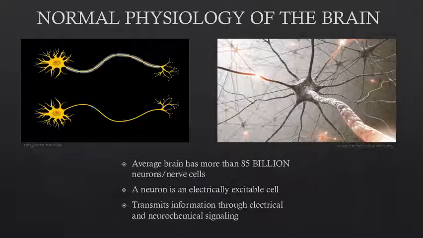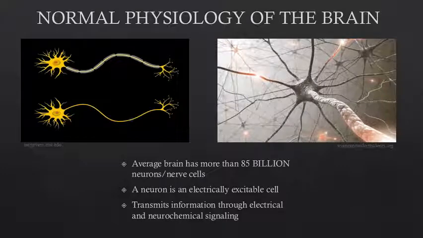Normal physiology of the brain. As you know, our brain controls all of our bodily functions. The brain is made up of numerous nerve cells called neurons. The average brain has more than 85 billion neurons. They are most numerous in the brain and spinal cord, but there is also a network of collections of neurons called nerves throughout the body, which transmit information from the brain to the rest of the body and from the body back to the brain.